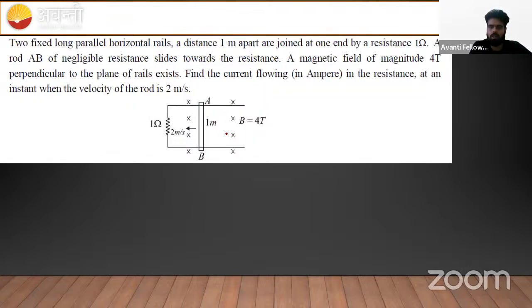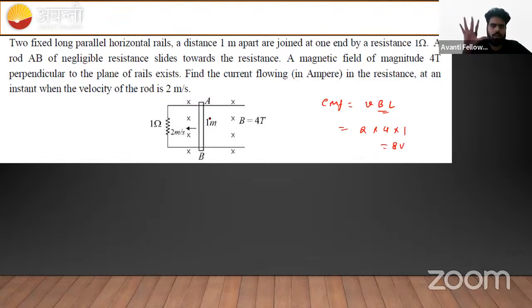Again, it is a very easy problem. Here the moving conductor in the uniform magnetic field behaves like a battery. If we apply the EMF formula, in magnitude it is VBL. What is the magnitude of the EMF? The velocity is 4, the magnetic field is 2, and the length is 1, so that is nothing but 8 volt.